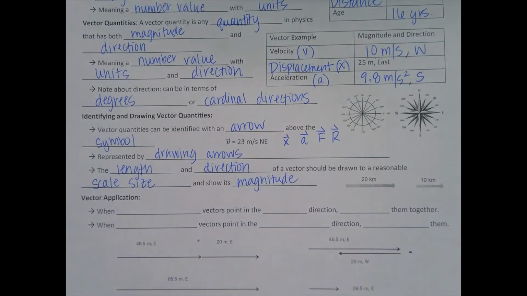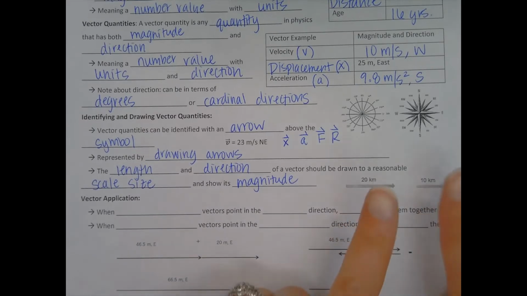So if I'm going to draw my arrows to represent my vectors, the length and direction of a vector should be drawn to a reasonable scale size when comparing them to other vectors. And you have to list its magnitude. Remember, magnitude is a number in a unit, okay?